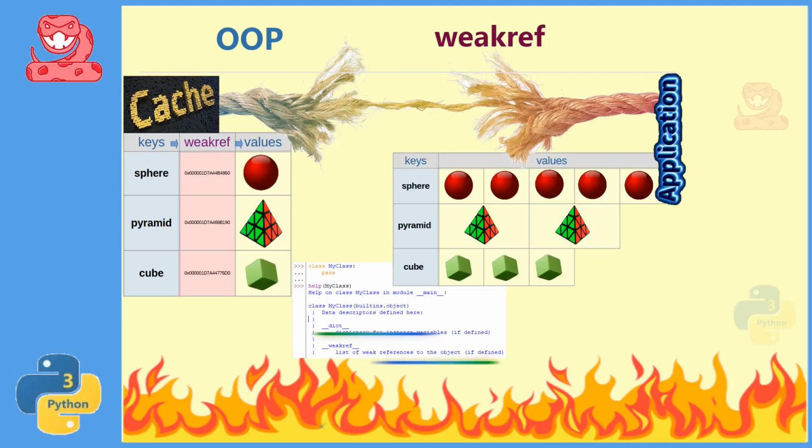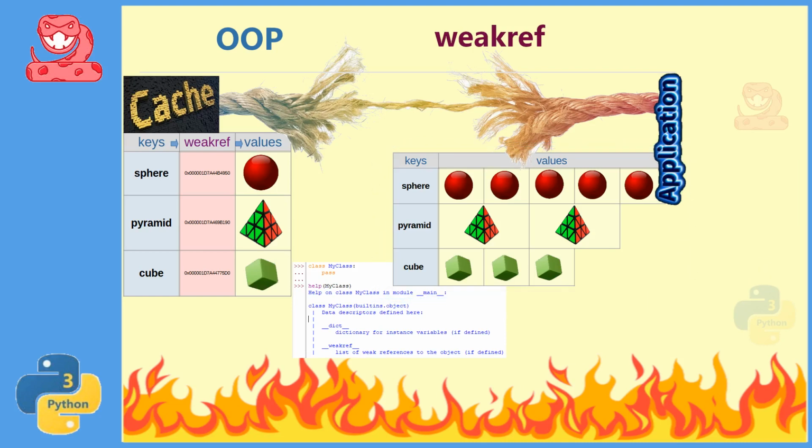Hello everyone! Let's consider the magic attribute weakRef, which exists in every object. One of the scenarios where this attribute can be useful is object caching. Let's assume our application occasionally requests the creation of specific shapes: a sphere, a cube, and a pyramid.